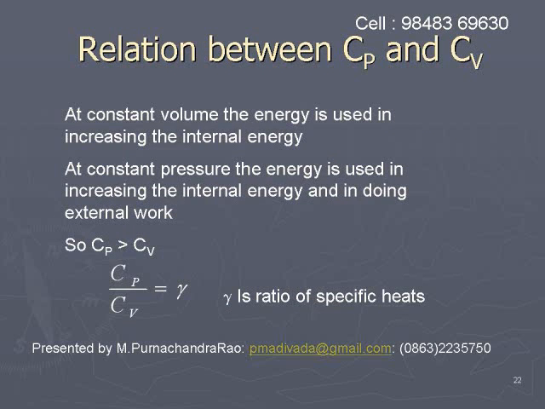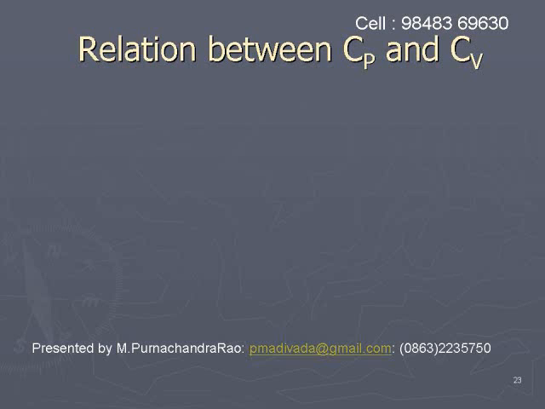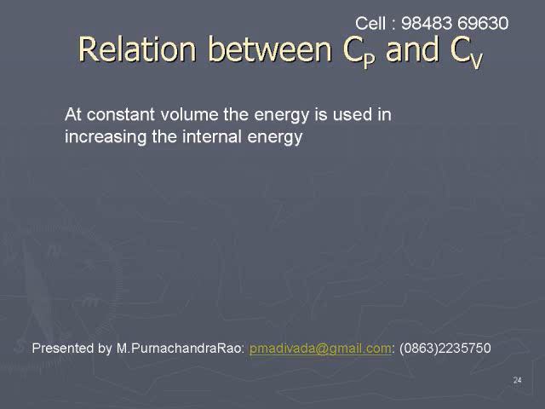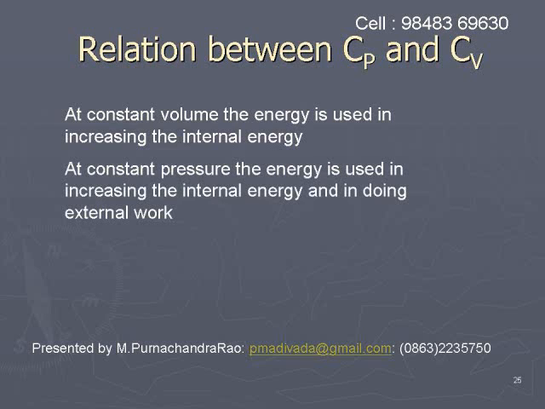Relation between capital Cp and capital Cv. At constant volume, the energy given to a system is used in increasing the internal energy. At constant pressure, the energy is used in increasing the internal energy and in doing external work. So, Cp is greater than Cv.